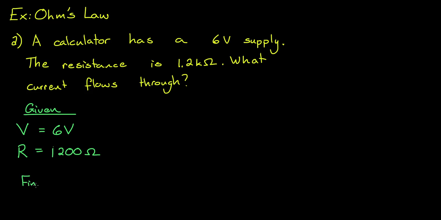What are we trying to find? Current. And how do I represent that? I. Now, as soon as we identify this, there's nothing else that we need to do other than be able to find and use Ohm's law. We are solving for I. Using your triangle that hopefully you put on the previous page, when you cover the I, what is left behind?